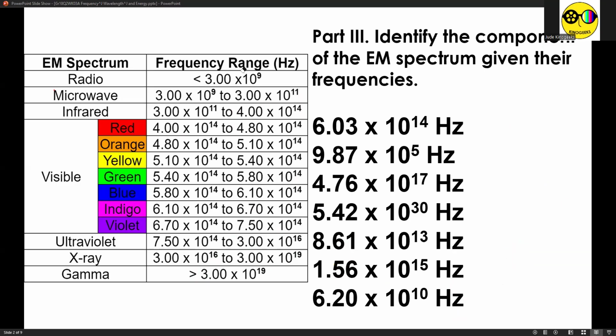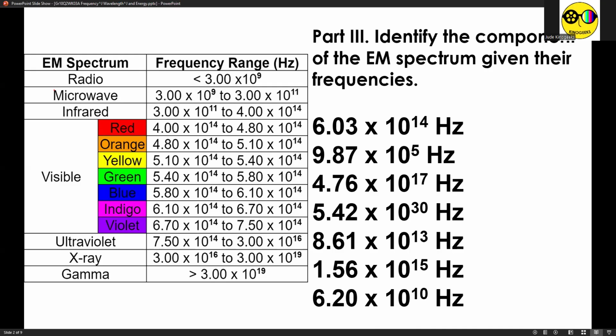So part 3. In part 3, we must identify the component of the electromagnetic spectrum given their frequencies. So let's start. In identifying the component of the electromagnetic spectrum given their frequencies, you always look first at the exponent in the scientific notation. And then once you have multiple components with the same exponent, that's the time that you have to compare the coefficient. So exponent first and then the coefficient.